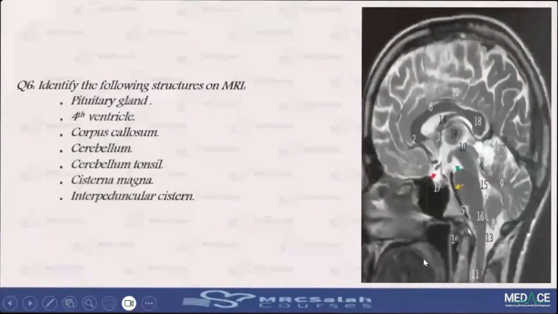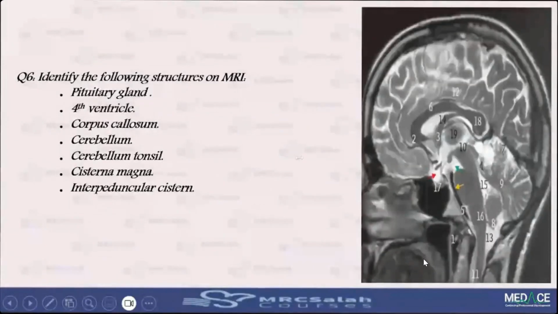Good. Would you identify the following structures in this MRI? Start with the pituitary gland, please. The pituitary gland would be number 17. Yes, this is a small structure. What about the fourth ventricle? Actually, I don't know about the fourth ventricle. No, it's here, 15, just in front of the cerebellum. Yes, 15, the fourth ventricle.